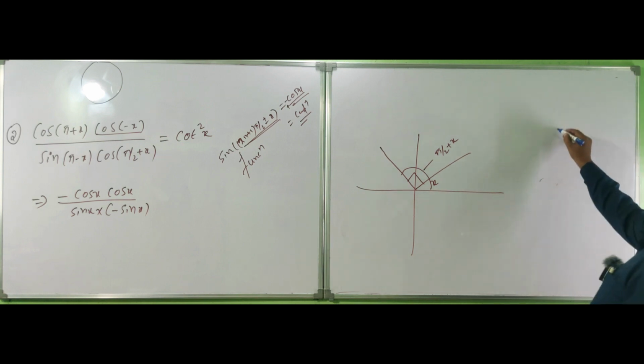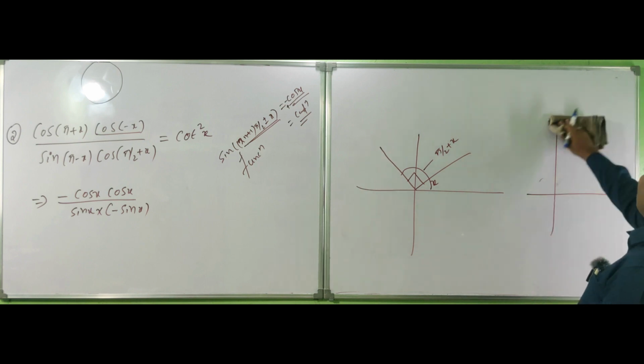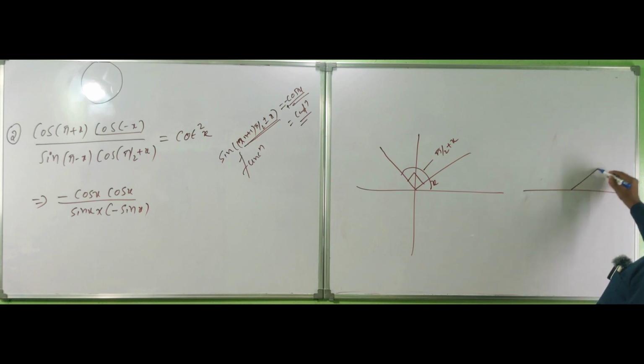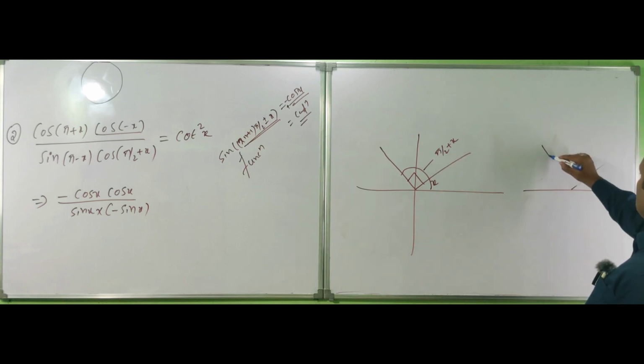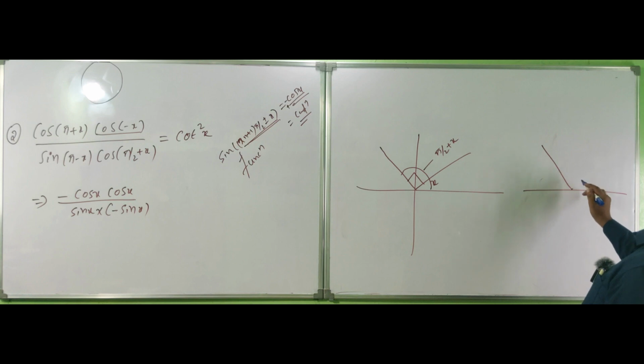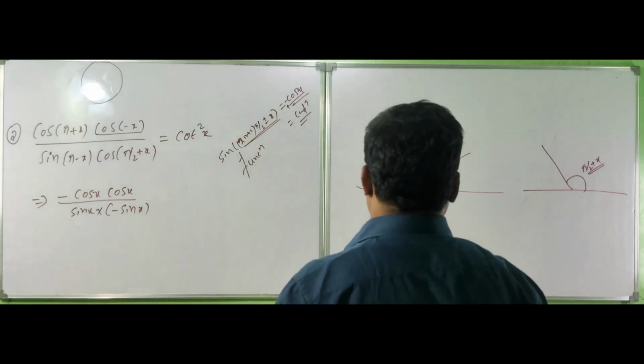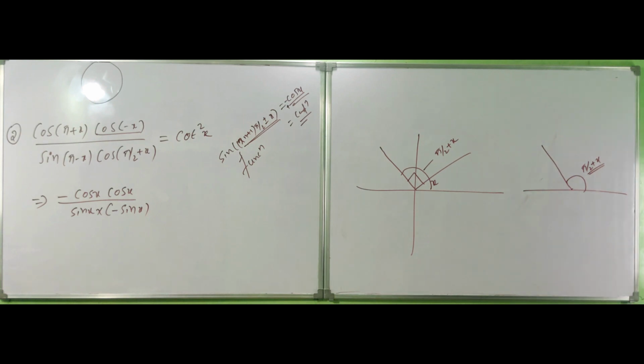See, in this curve we do not have this, let's take this one. In this curve, this is the angle pi by 2 plus x. How is it possible to define? Then this becomes pi minus x. Not pi minus x, this becomes something else.